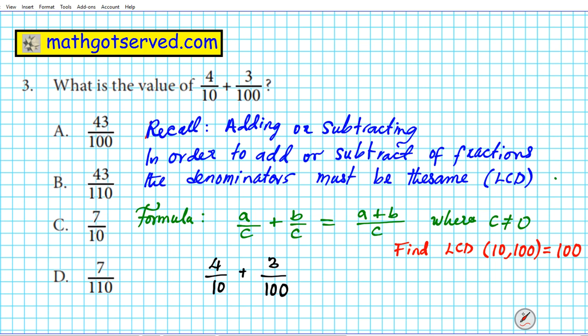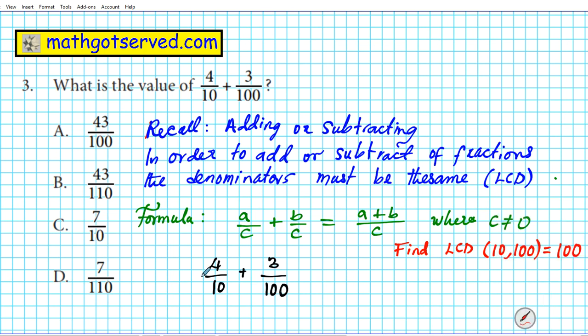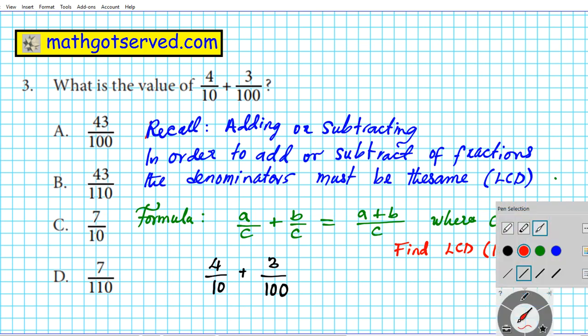Okay? Now the goal is to cause the denominators to attain a value of 100. 3 over 100 is already there. So we have to focus our attention on 4 over 10. Now what do you multiply 10 by to get 100? 10 times 10 is 100. So we multiply the denominator by 10 so that it becomes 100.